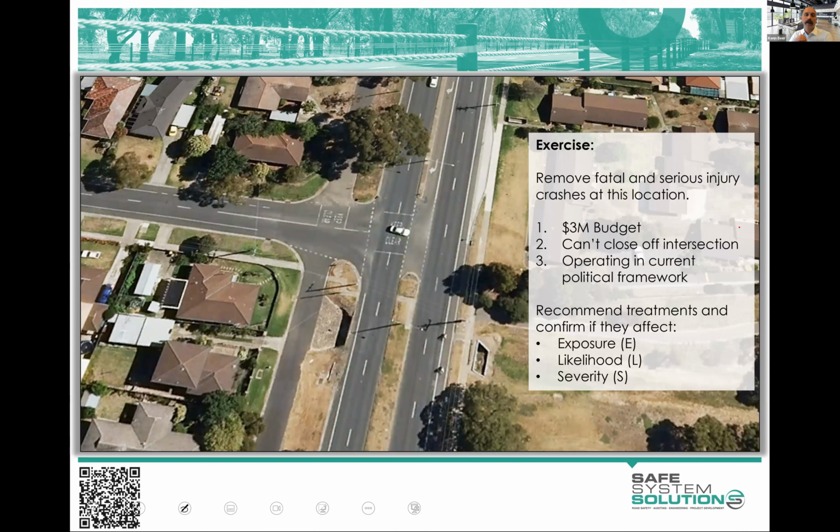So your task here is to have a think about what you want to change here to eliminate fatal and serious injuries at this location going forward. Now I'm going to give you a $3 million budget. I like it. You can have 3.5 today.